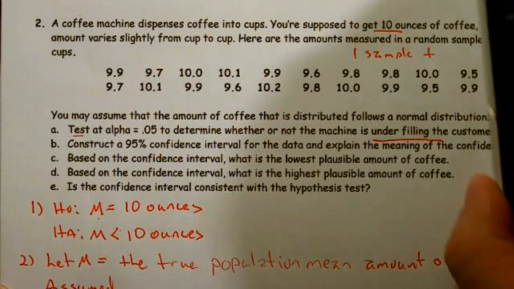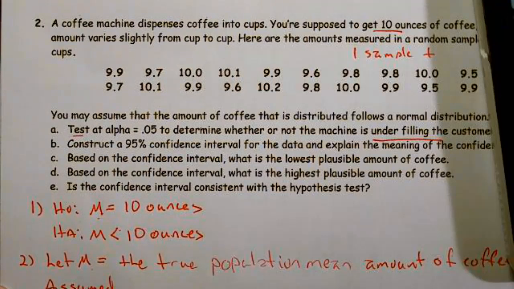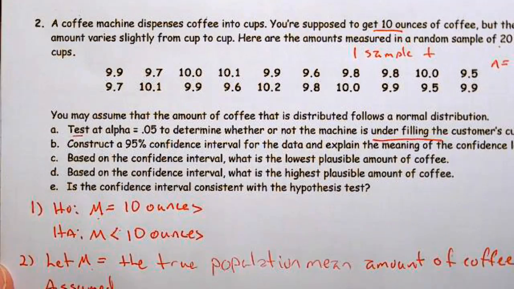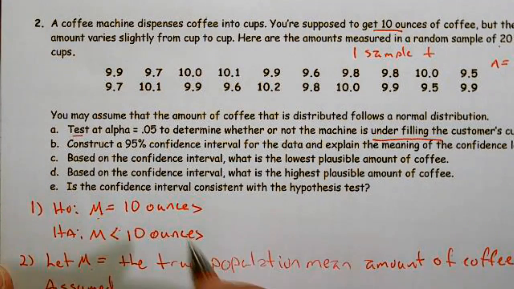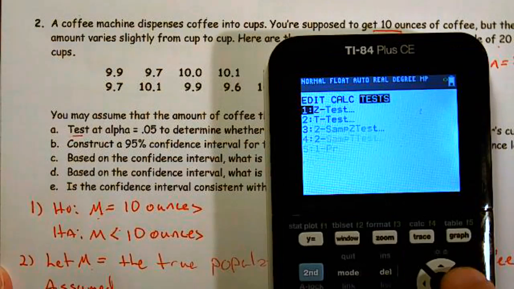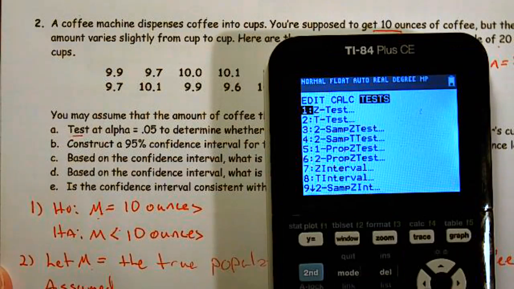Next thing, step 5 says find x bar. And really, I want x bar, I want n, I want all these things, right? So here's the way I do that. And I shortcut this. I go stat, test, and this is a t-test.